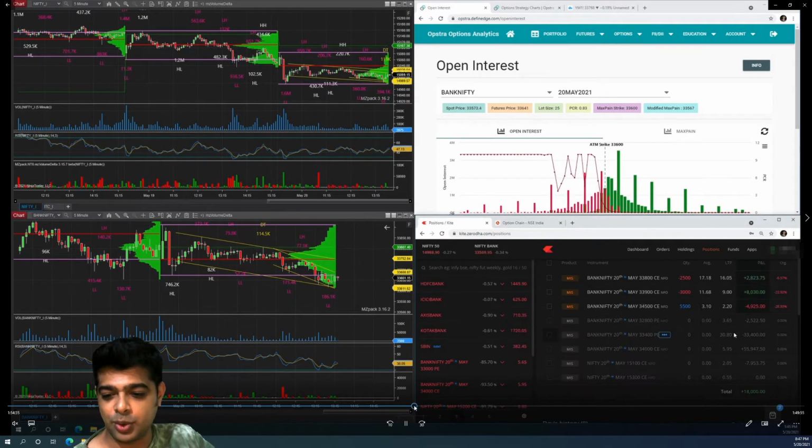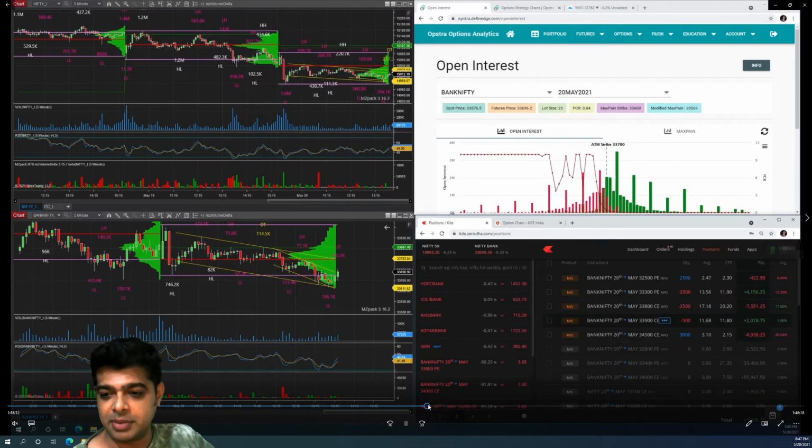And then I had to again square off one of the CE legs, that is approximately 33,900. I think I squared off 33,900 and then added another PE leg when I saw this particular move. So you could clearly see that here. Okay, so I'm like, I think this is the ceiling, this is the range, and I don't think it's going to go down.